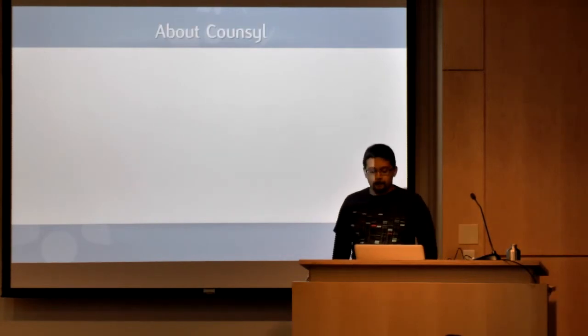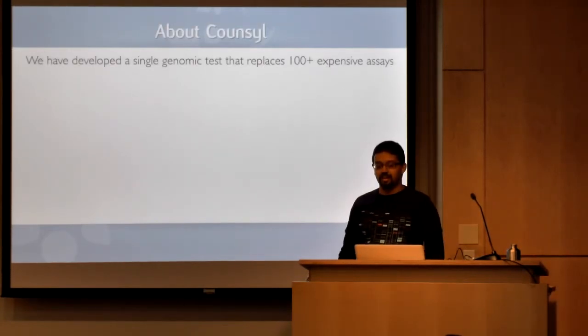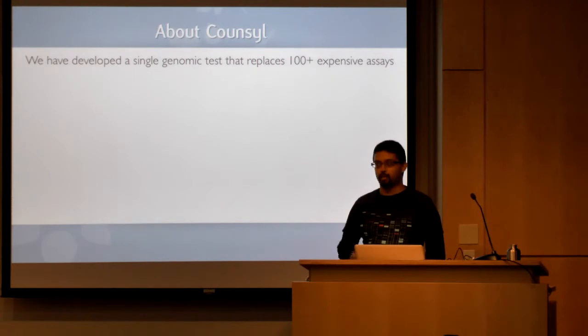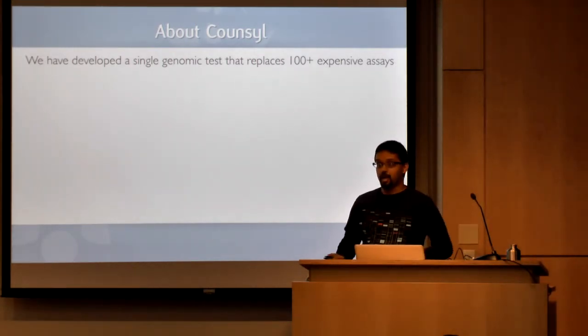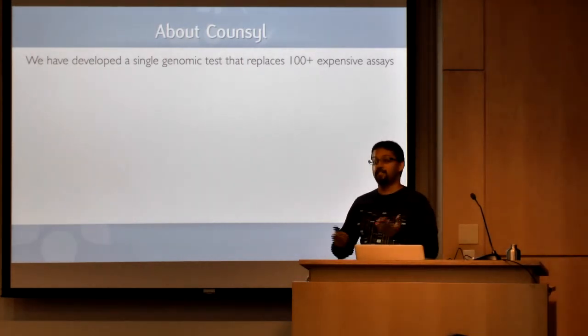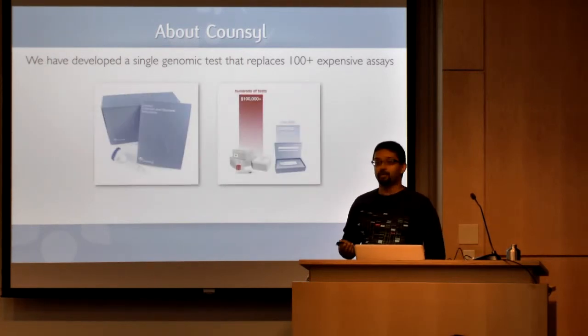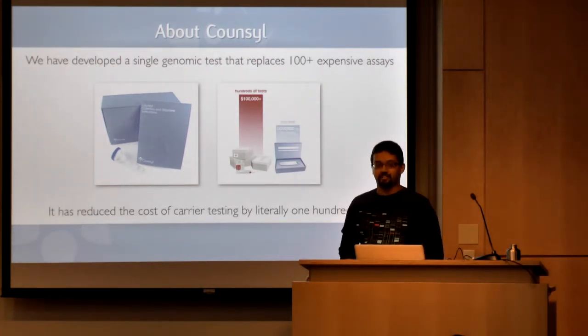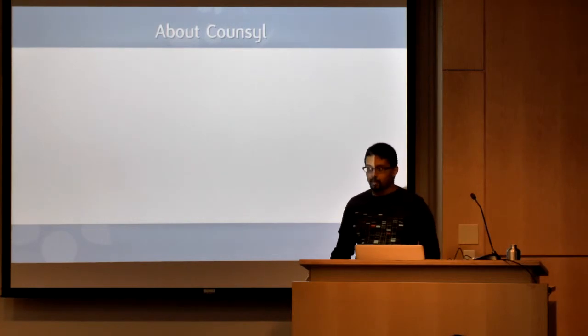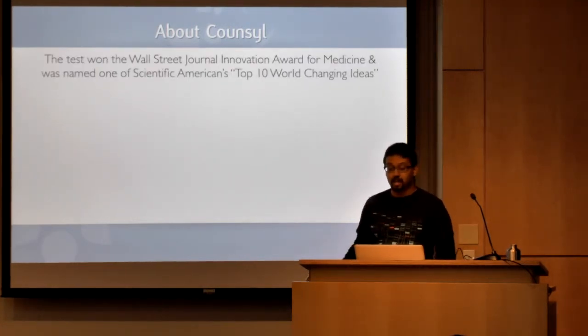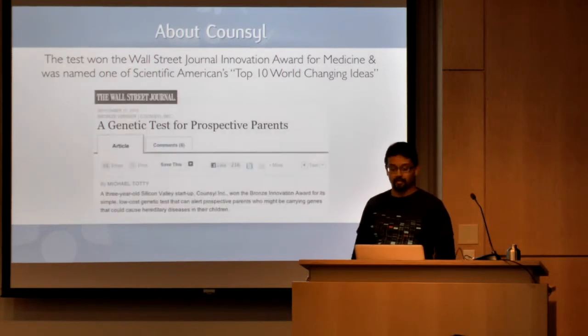So who is Counsyl? What do we do? What we've done is we've developed a single genomic test that replaces 100 different expensive assays. Genetic testing is already recommended by the medical community for a number of conditions that are extremely severe, known as severe Mendelian recessives, which are genetic conditions such that if you inherit 2 defective copies of a gene, then you will have the disease. It's not something where you're just getting a small additional risk or something like that. The key innovation that we've done is that we're able to test many different conditions all at once in a single test. As a consequence of that, we've reduced the cost of carrier testing by over 100-fold. The test has acquired quite a bit of external traction. Both the Wall Street Journal and Scientific American have honored it with a number of awards.